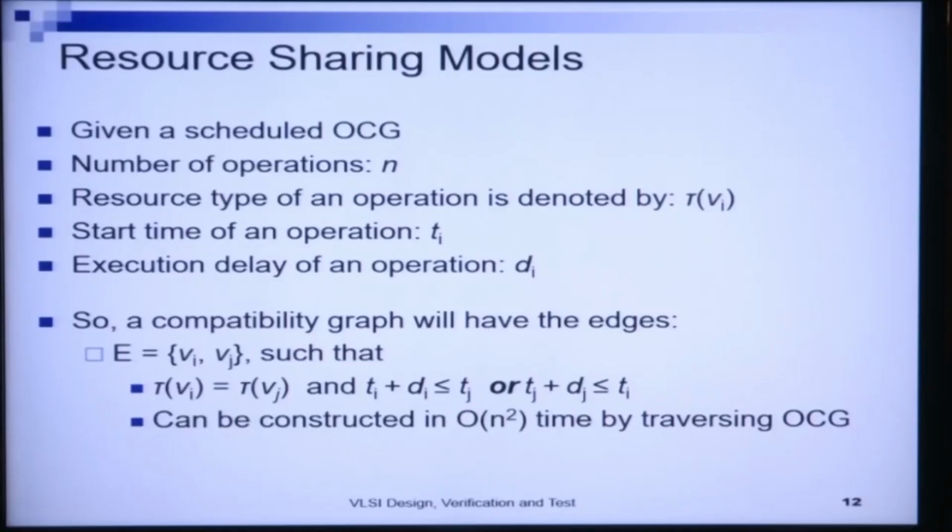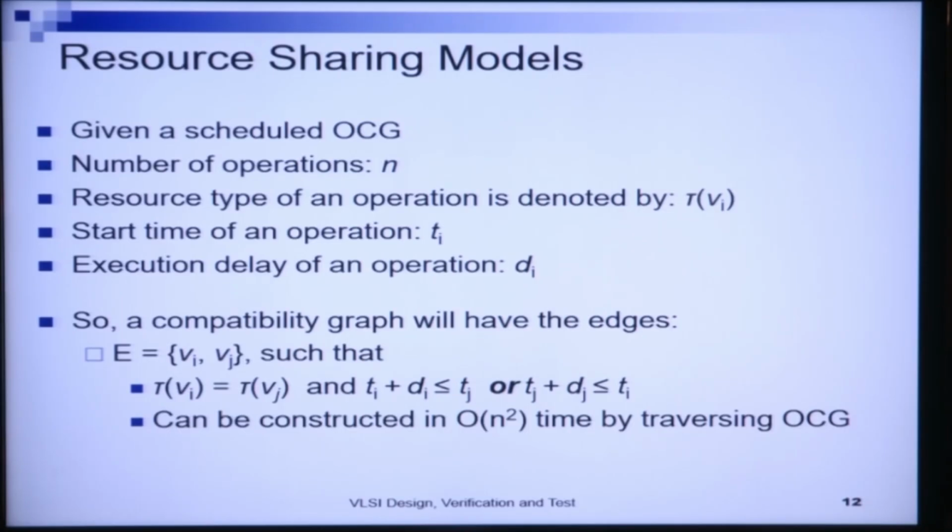Now, with this understanding of resource models, we will now see how from the scheduled operation constraints graph we can obtain a compatibility graph. Similarly, using a similar procedure, we can easily obtain the conflict graph as well, because as we have seen, the conflict graph is just a complement of the compatibility graph.